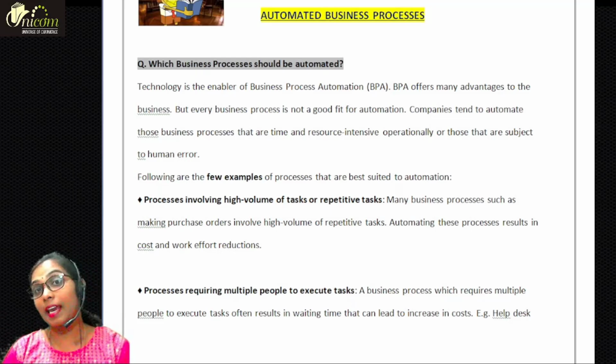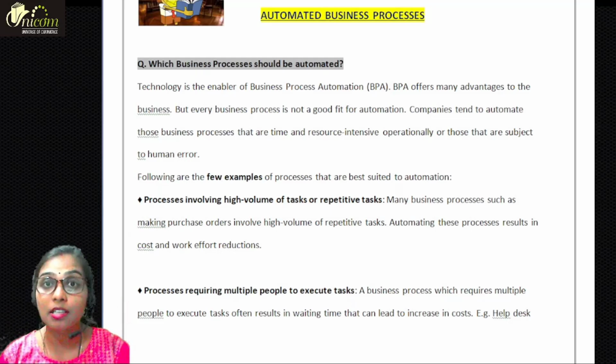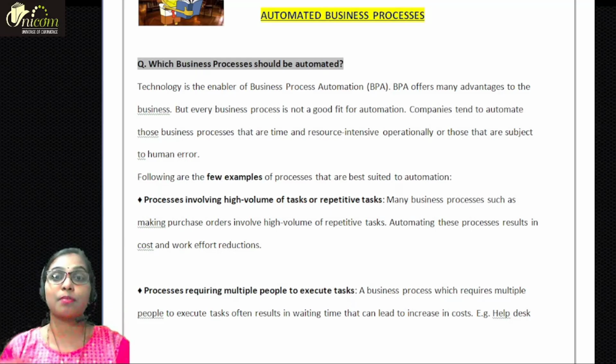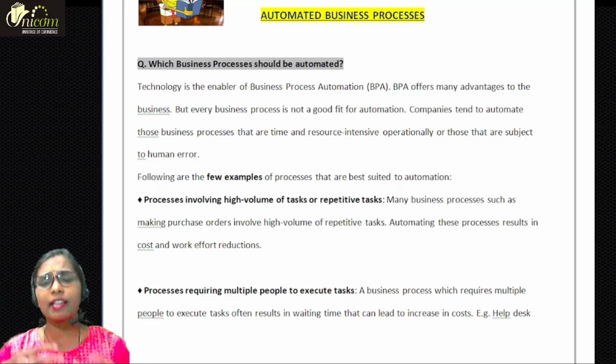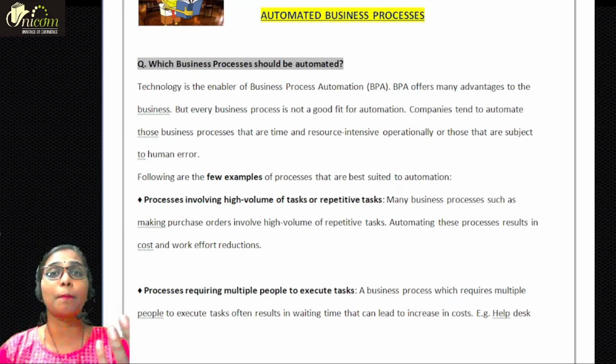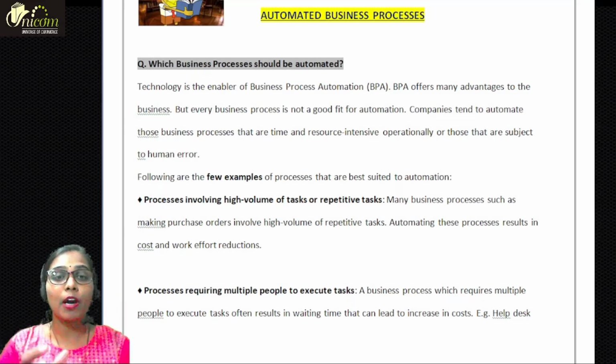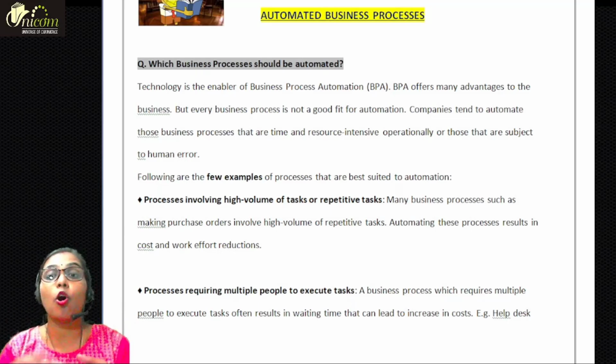So what I say is, processes involving a high volume of tasks or repetitive tasks, means tasks which have been done 2 times, 3 times, 4 times, where duplication is done. At that time, in order to save money and reduce work effort, automation is used and it gives you good results.